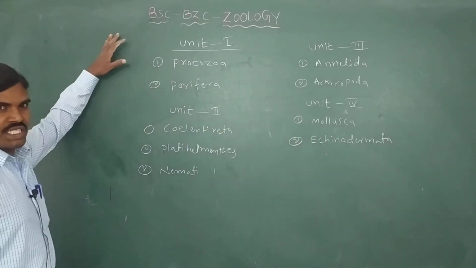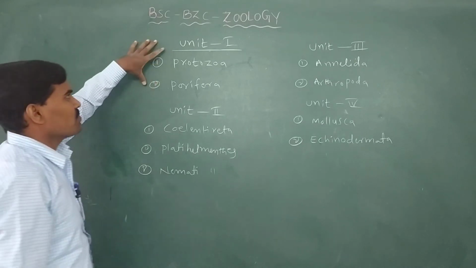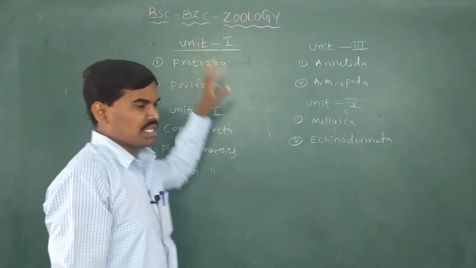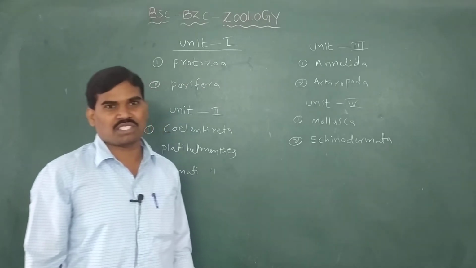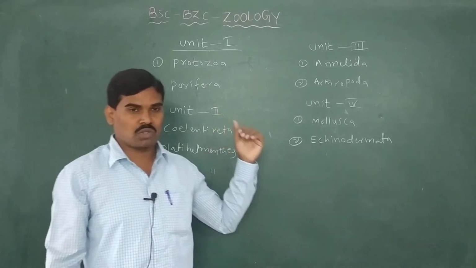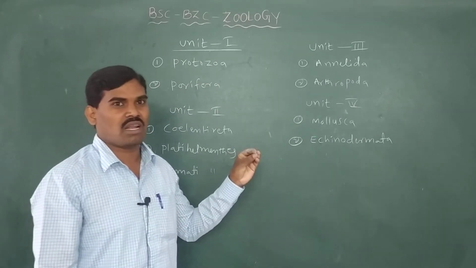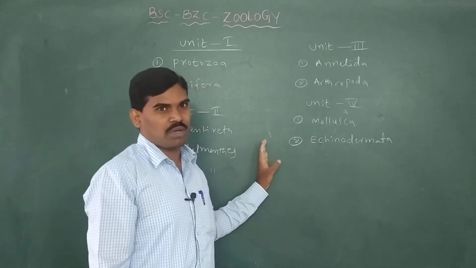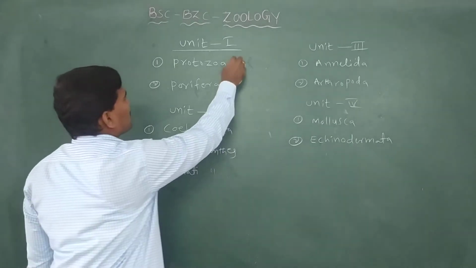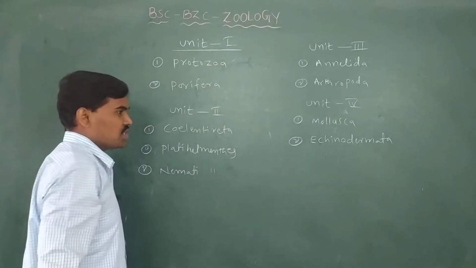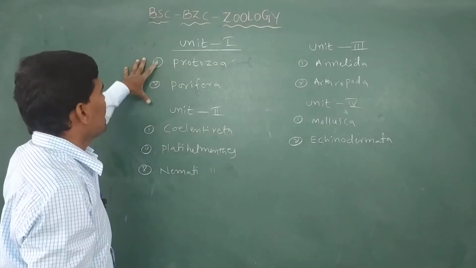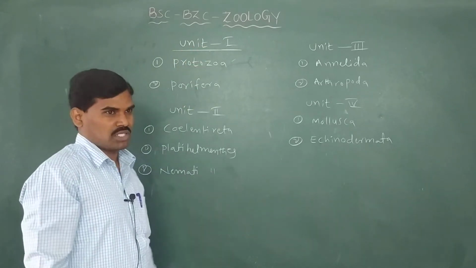The 4 units are each worth 20 marks, so the 4 units make 80 marks. In the examination paper pattern, the total is 100 marks. Out of 100 marks, 20 marks are internal and 80 marks are the theory paper. The 80 external marks, meaning the theory papers, are divided over the 4 units, each unit 20 marks.